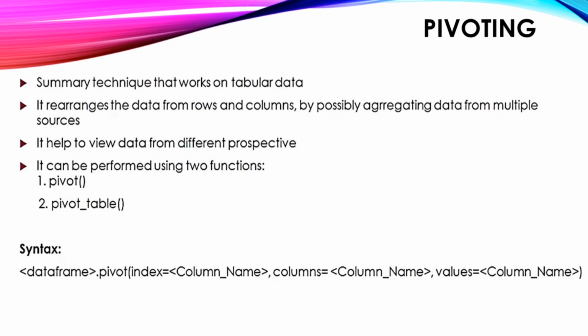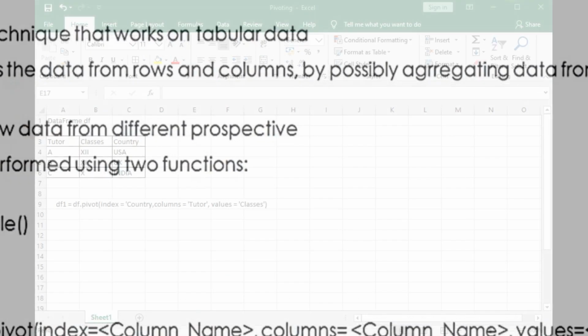It has two different functions. First is pivot and second is pivot table. Both the functions are different from each other, so one by one we'll see what is pivot and pivot table. Here is the syntax for pivot. Syntax is data frame dot pivot. There are three attributes of pivot. First is index, second is columns, third is values. We all know that index is to specify rows, columns is to specify columns, values is to specify the values that are needed in the table.